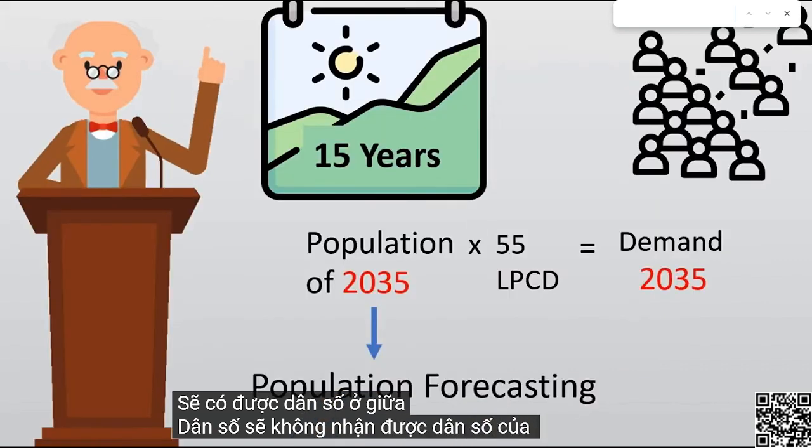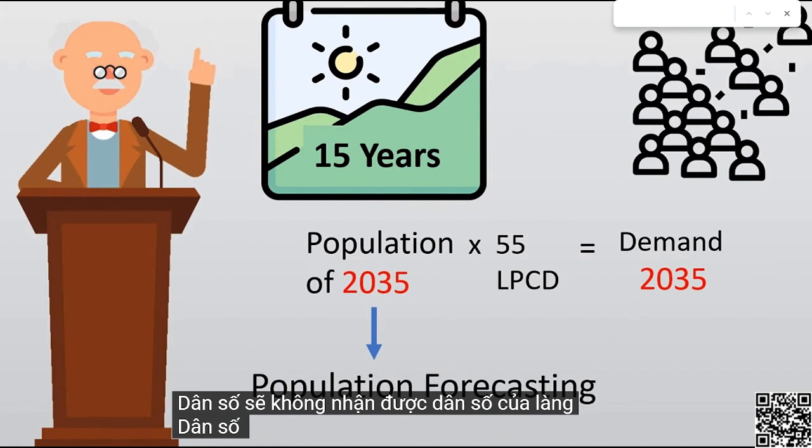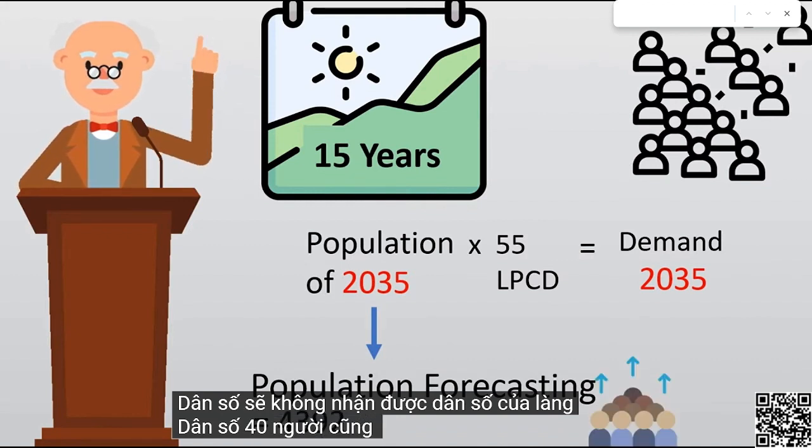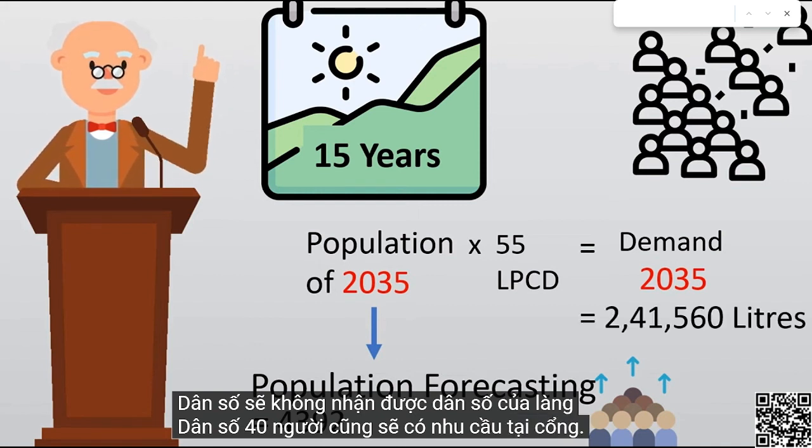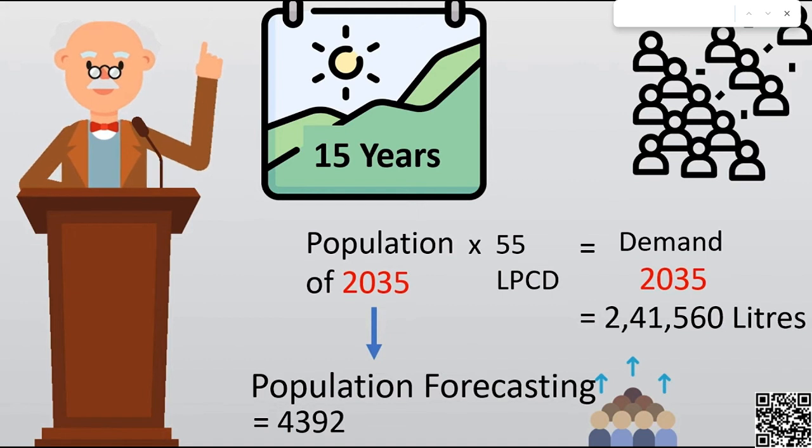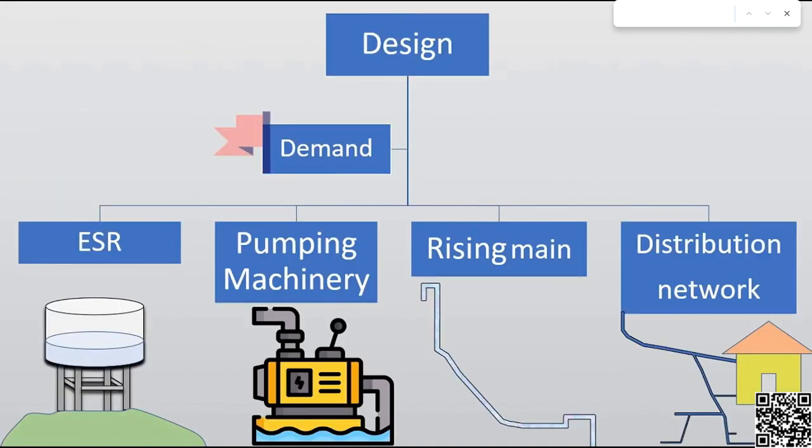After solving, we will get the village population equal to 4,392. So, we will get our demand also, 2,41,560 liters. By finding demand, we reach one milestone in our design.